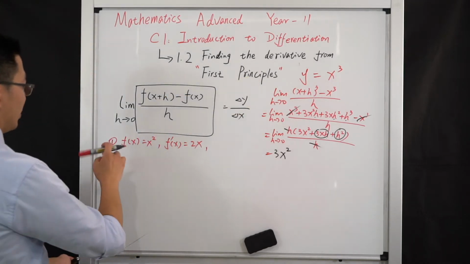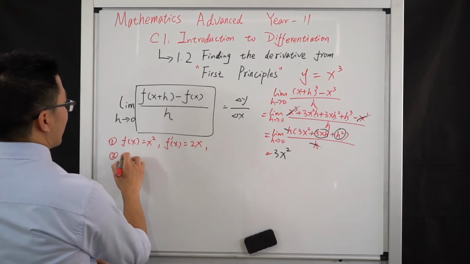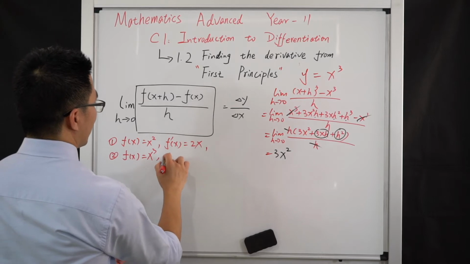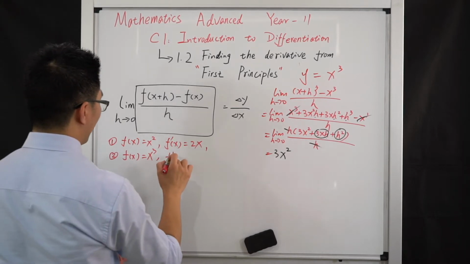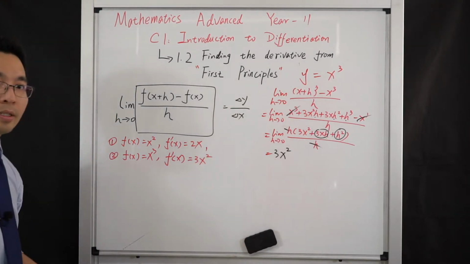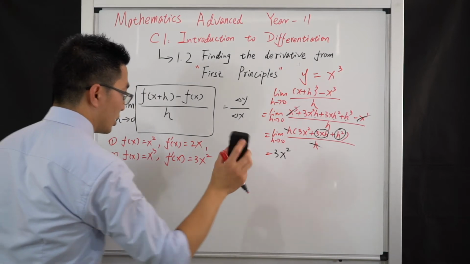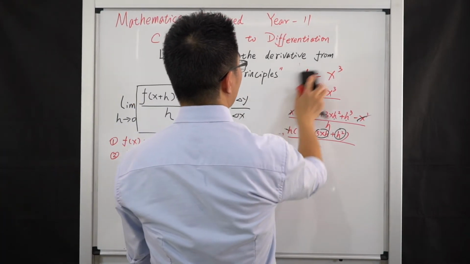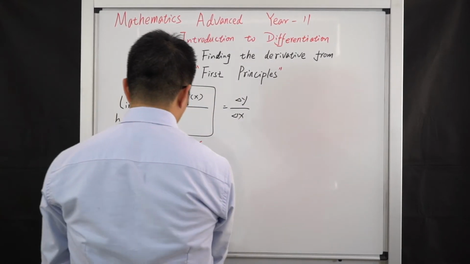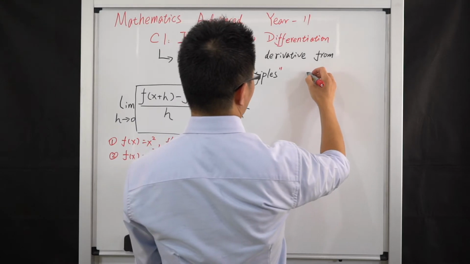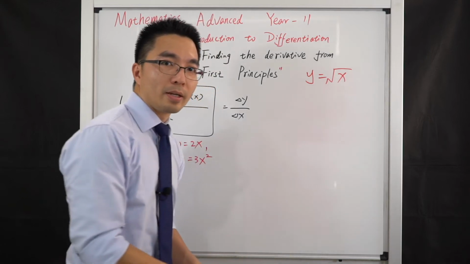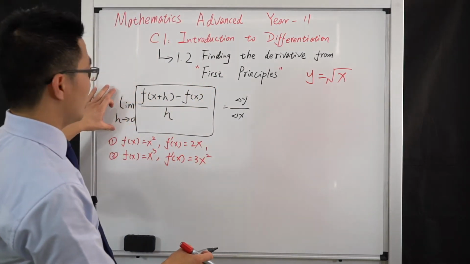So the second example: the function f(x) equals x cubed, then its derivative equals 3x squared. Okay, let's try another one. This one would be a little bit harder. y equals the square root of x. Let's try using this first principle.